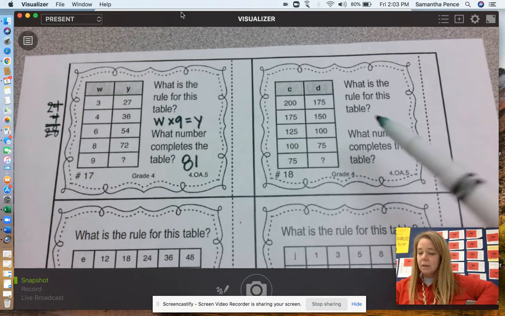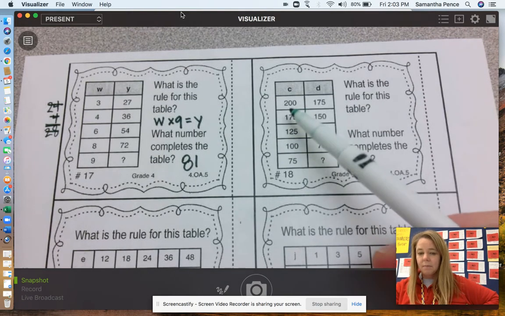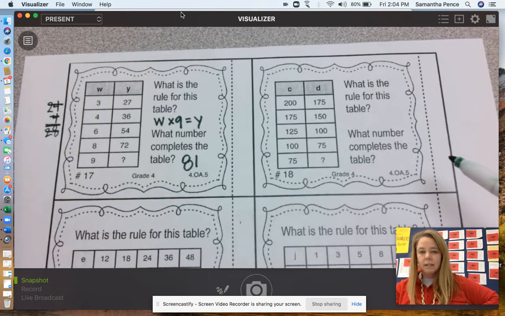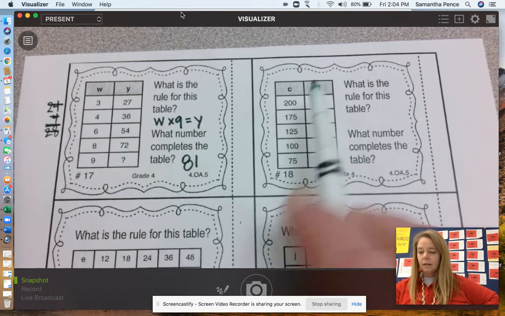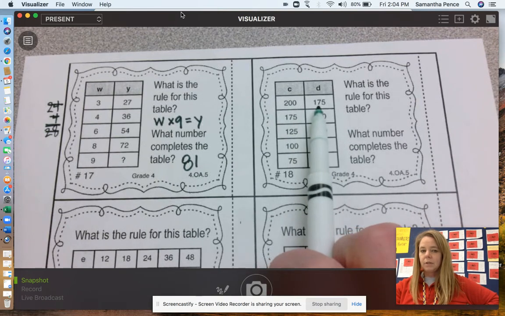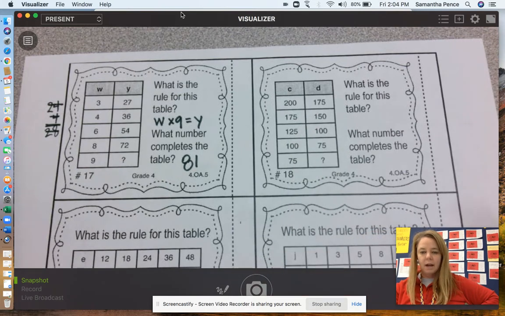So the first thing I'm going to begin thinking about is what's happening to this number? Is it increasing or decreasing? So I'm noticing that the numbers are decreasing every time. So my operations are either going to be subtraction or division when a number gets smaller. Those are my two operations.